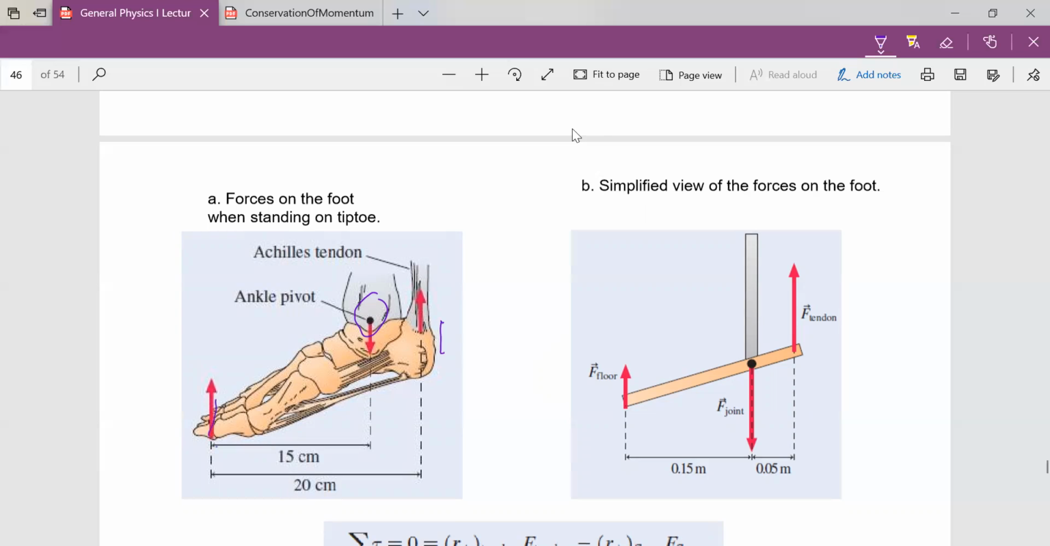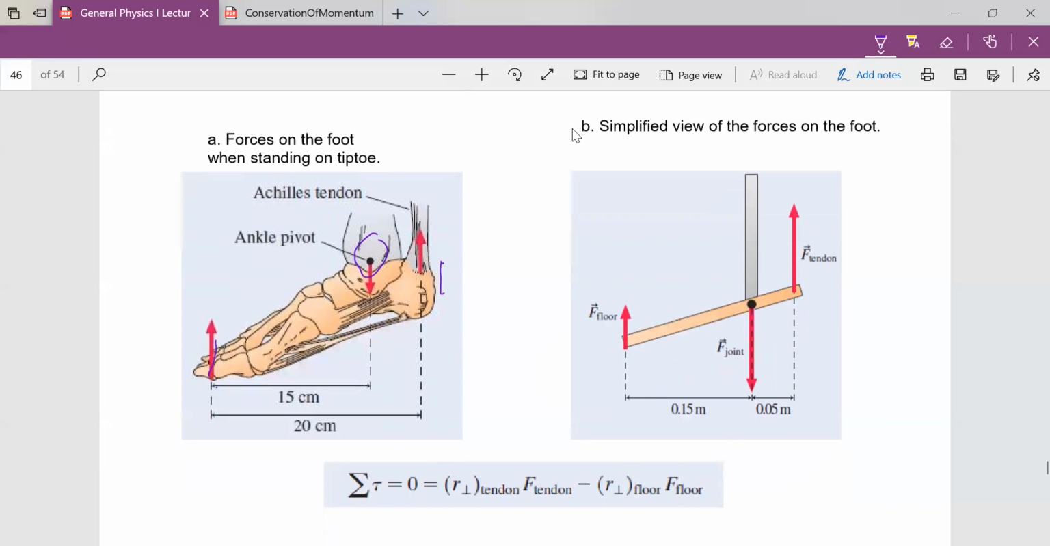It's also going to obey the law that when you are standing, you are static. The forces around the pivot will be 0. And then if we present this in a simplified force diagram, we will see that the force on the pivot is 0. So the torque on the pivot is 0, and the force acting upward is equal to the force acting downward for you to be able to stand on your toes.